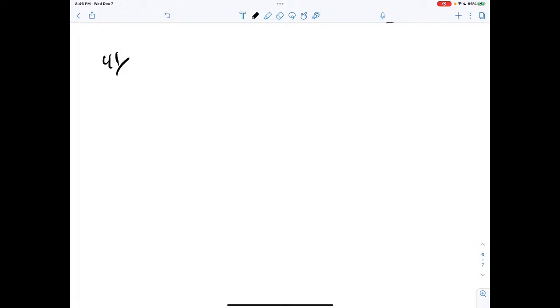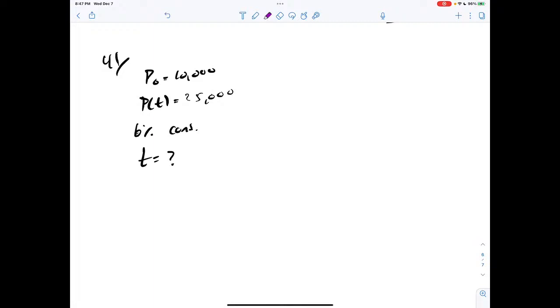41 is time required to reach a goal. So for number 41, you have an initial investment of $10,000. So right away, P naught is 10,000. You want it to go to 25,000, so P at T is 25,000. The rate of interest is 6%, compounded continuously, and they want to know how many years it would take. So in this one, you want to solve for T.